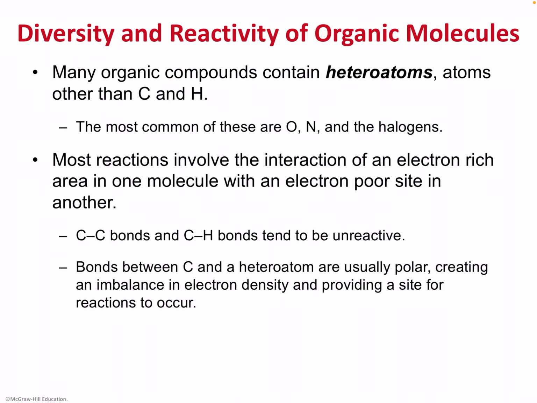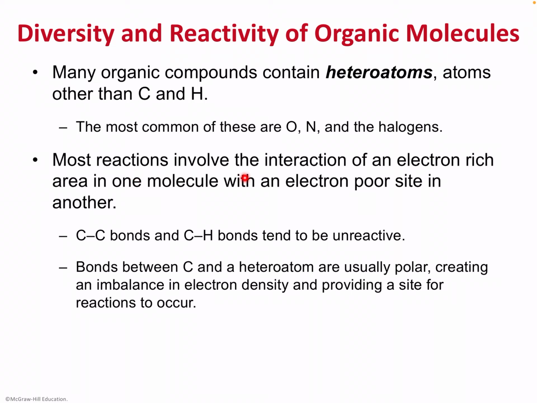Diversity and reactivity of organic molecules. Many organic compounds contain heteroatoms. Heteroatoms are atoms other than carbon and hydrogen. Most organic compounds consist of carbon and hydrogen. When you have other atoms other than carbon and hydrogen, we call these heteroatoms. The most common ones are oxygen, nitrogen and halogens. So what are the halogens? Halogens are the elements in group 7, like your fluorine, chlorine, bromine, iodine. So they are your halogens.